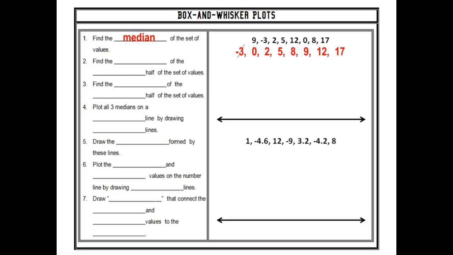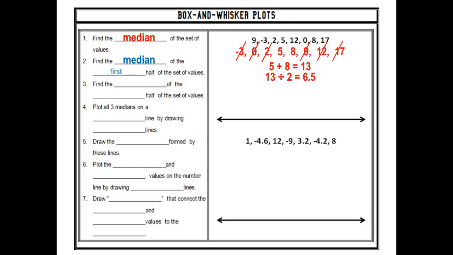So I'm going to find the median. I'm going to cross out left and right until I'm left with one or two values in the center. In this case, I have 5 and 8, so I add up 5 plus 8 to get 13. Take 13 divided by 2 to get 6.5. That's the median of my total set of values.